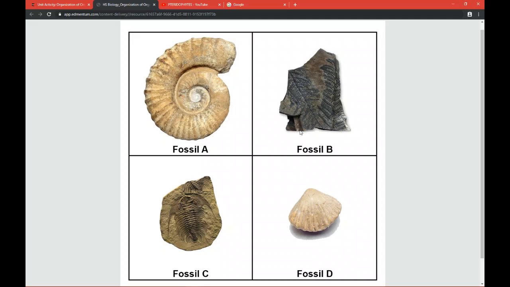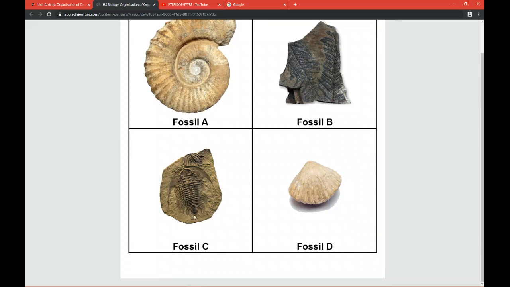In fossil B, you look and you see the ridged imprints right there. What does it look like to you? Is it possibly a leaf? Does it look like a leaf that may have been imprinted on the rock in this fossil?